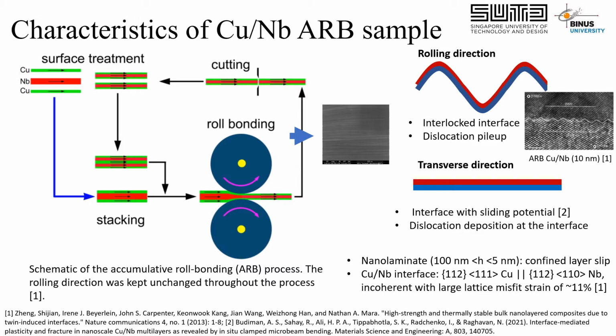Whereas in the transverse direction, what happens is very different because the transverse direction is basically into the plane, right? The direction into the plane orthogonal to this rolling direction. So the interface characteristic there is pretty flat, pretty plain, and because of that, it has more sliding potential. So upon deformation, the nanolayers are more likely to slide or to shear against each other on the interfaces.